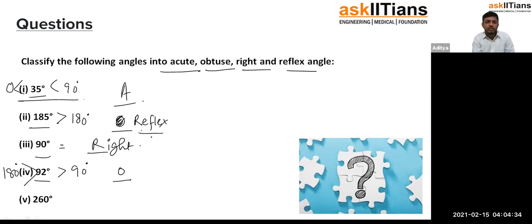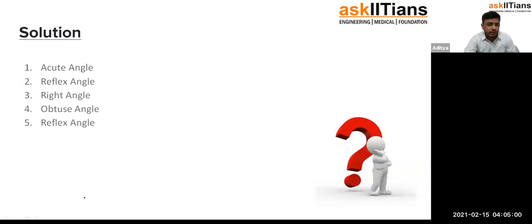Why is this reflex? Because by definition an angle which is more than 180 degrees and less than 360 degrees will be a reflex angle. So we should be careful that we don't make any mistake. Okay, this is a right angle, this is an obtuse angle, and this is again going to be a reflex angle because this is more than 180 degrees but less than 360 degrees. So it is once again a reflex angle. Now let us have a look at the answers. Acute, reflex, right, obtuse, obtuse, reflex. Okay, so that's what we have also done.